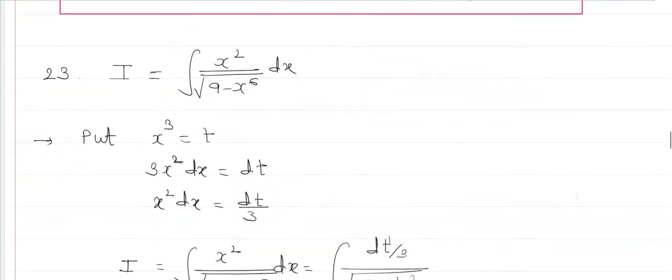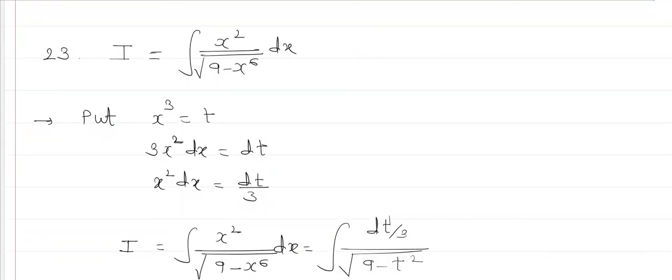Now we'll take the next problem, problem number 23. In this video I am covering up to problem 25, and in the next video all the remaining problems will be there. Now 23, I is equal to integral x square upon under root of 9 minus x raised to 6 into dx. Now what is our substitution? Here is x raised to 6 and here is x square. Therefore our substitution is x cube is equal to t. Its differentiation: 3x square into dx is equal to dt. So the value of x square into dx is dt upon 3.